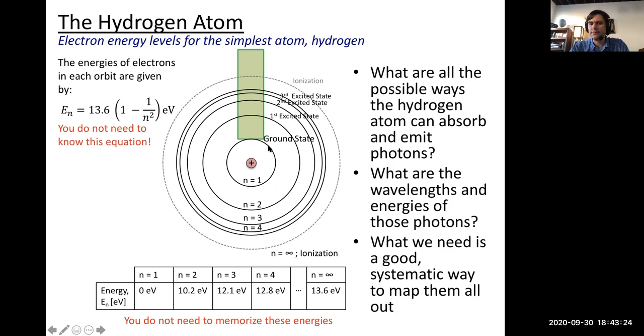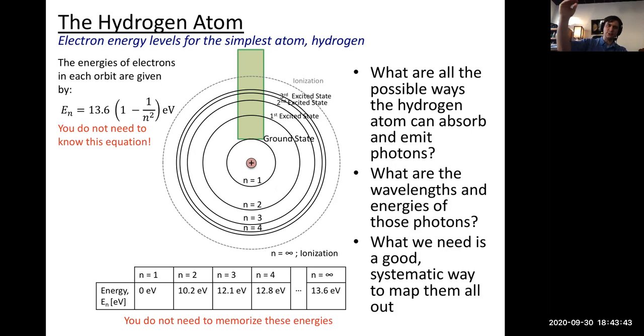Well, first state to second state, n equals 1 to n equals 2. N equals 1 to n equals 3. N equals 1 to n equals 4. N equals 1 to n equals 5. N equals 1 to n equals 6. So on and so forth, all the way up until I ionize. And then do it in reverse for emission, from ionization to the ground state.